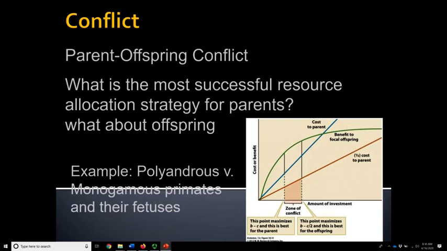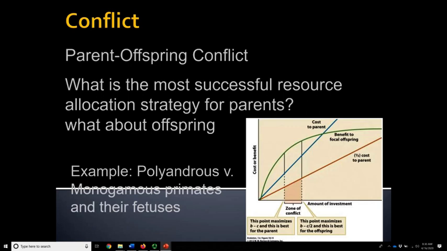So there is this conflict between parents and offspring. And particularly if you have more than one offspring at the same time, there's a conflict between what is best for each individual offspring and what's best for the parent. So very simply put, for each offspring, their best strategy is going to be to get as many resources as they can. And sometimes in the right environment, that might even be at the cost of hurting their sibling, although there is a kinship cost there.